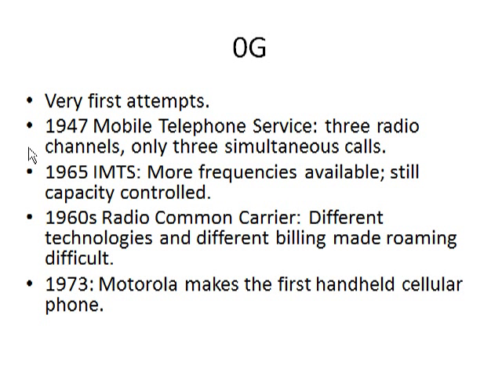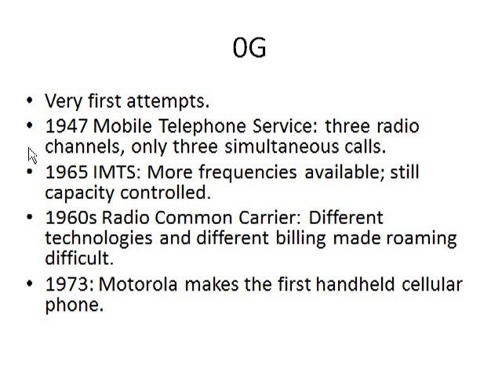So 0G, the very first attempts. In this case, if you made a phone call, you consumed an entire radio channel, an entire frequency. And because there weren't many cells, as we would call them, you would have one entire area that would have three channels. So out of the thousands of people, about 3,000 who were signed up to use this mobile telephone service, only 3 people could have phone calls simultaneously. So not a whole lot of compression, very basic.